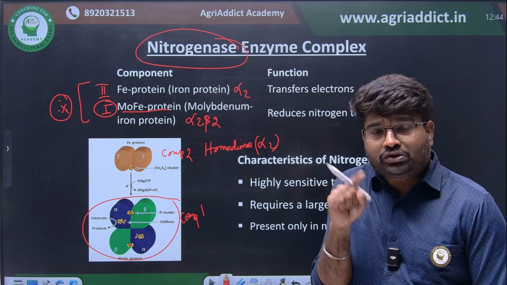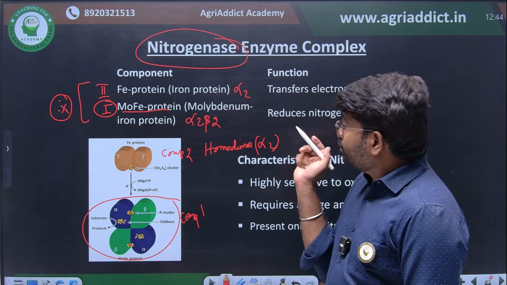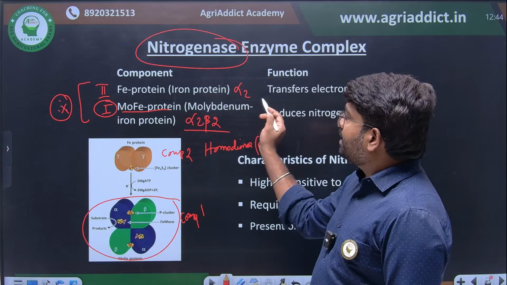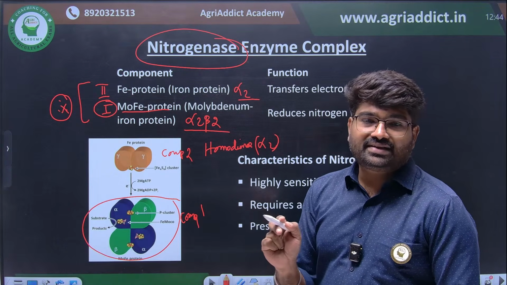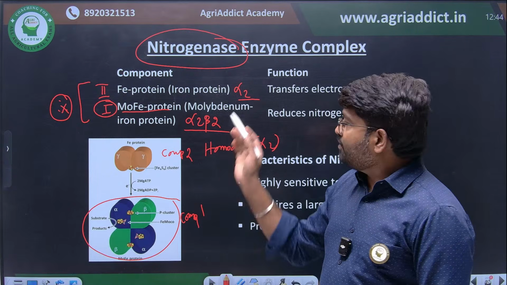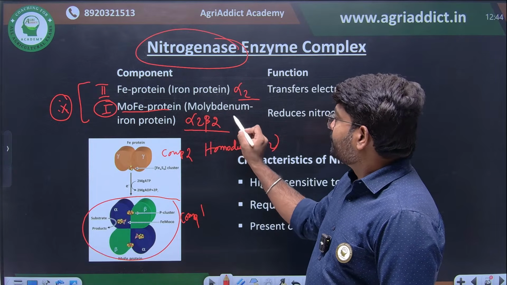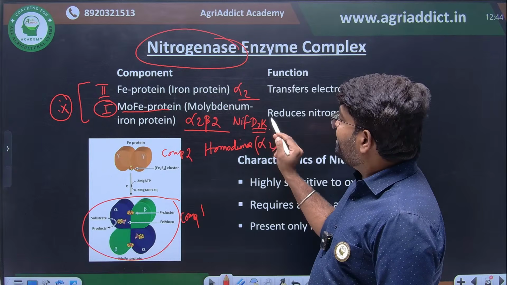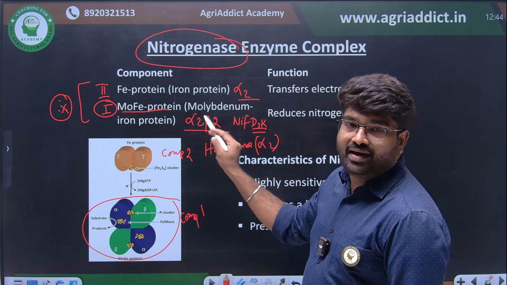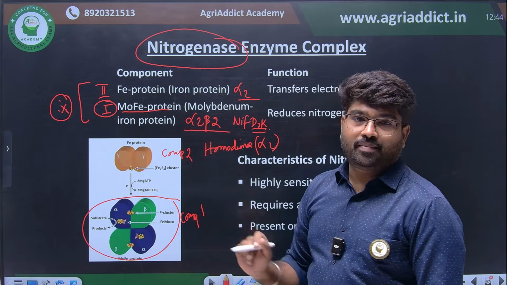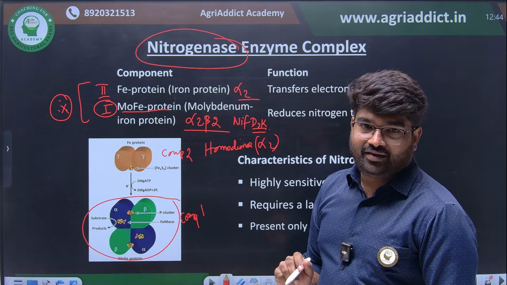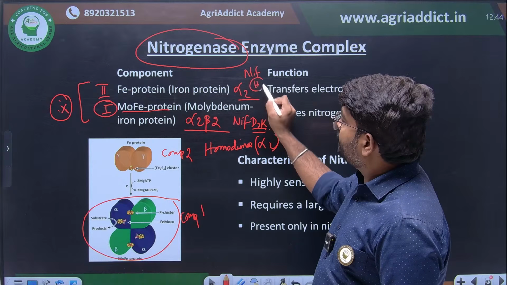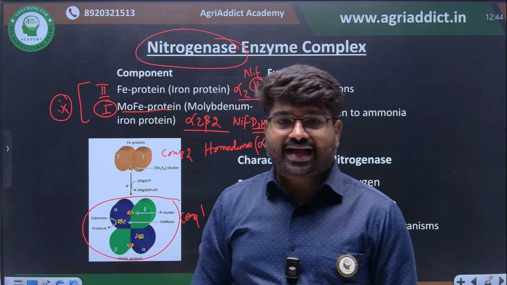Then another most important thing they asked is, what are the genes that code the alpha and beta subunits of component 1, and what are the genes that code the subunit of component 2? NIF-D and NIF-K. D and K will code the alpha and beta subunits of the molybdenum iron protein. NIF-DK. So NIF-H for component 2, that is the iron protein component.